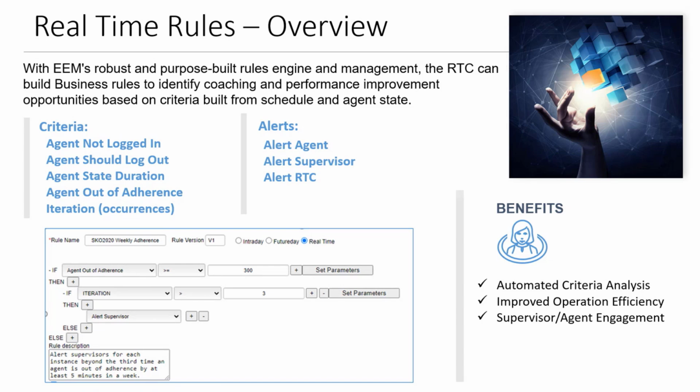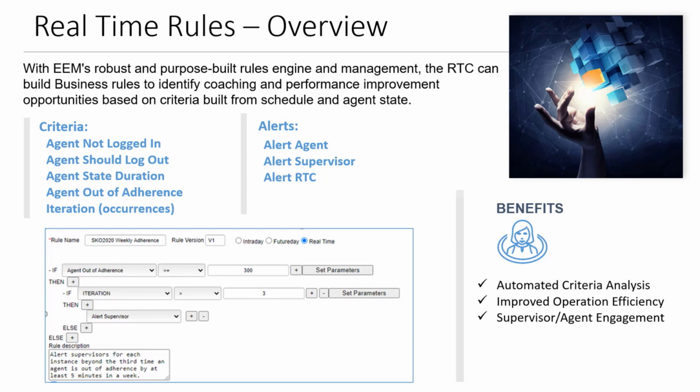So basically what we have is an overview. We have EEM, and we have this built on top of a rule engine where we define rules. The RTC can build these business rules and identify these improvements based on the programs where they assign them. So you'll see certain criteria that are supported. The criteria are: agent is not logged in, the agent should log out.